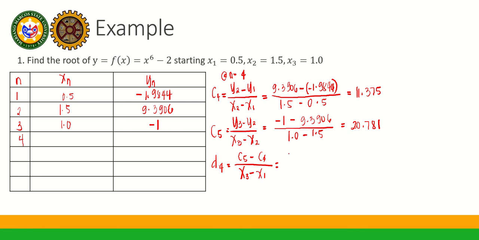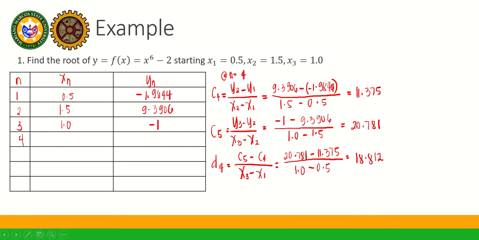So what is C sub 5? That is 20.781 minus our C sub 4. That is equal to 11.375. What is our x sub 3? That is equal to 1.0. And x sub 1 natin is 0.5. So we will get a value of D sub 4 equal to 18.812.